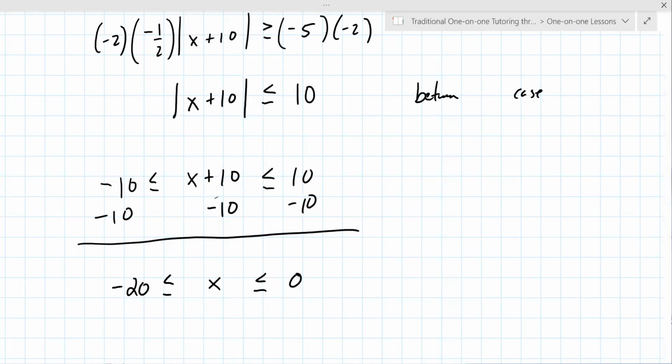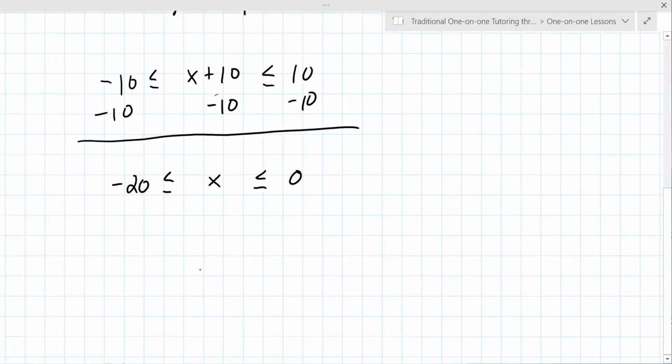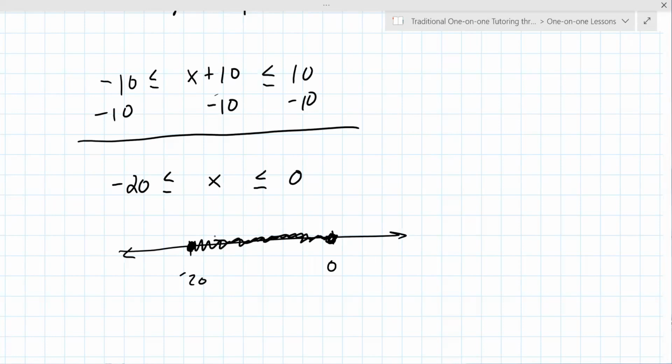It does say to graph. It says using interval notation. So on a number line, what we're looking at is -20 and 0, and filled in dots because they're less than or equal to's, and then everything in between. Okay. And then if the graph's pointing the other way, then it's the not case.